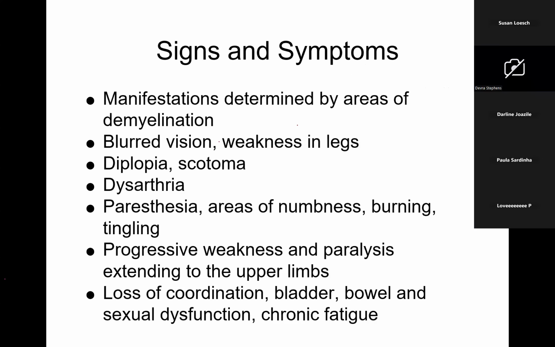So what we're going to see is, depending on how much demyelination has occurred in the brain and the spinal cord, we'll see things like blurred vision, double vision or diplopia, spots in the visual field known as scotoma, dysarthria. So we talked about dysarthria, right? Poor articulation. I talked about it with Lou Gehrig's disease. Now here's something else that we can see. Multiple sclerosis would also be affected. Weakness in the legs from the plaques on the cortical spinal tract, paresthesia if sensory nerve fibers are damaged, as the number of plaques increase, progressive weakness, paralysis extending to upper limbs, loss of coordination, loss of bladder, bowel, and sexual function, and then chronic fatigue here.